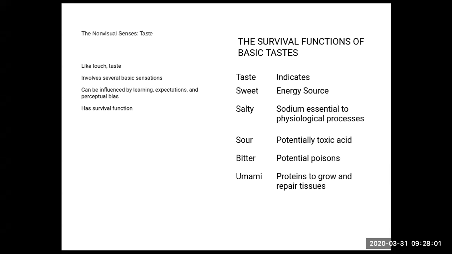And it can be influenced by our learning, our expectations, and our perceptual biases. And yes, taste also has a survival function. As you have seen by now, this is how humans operate. Survival first, and then everything else after. So, how can taste have survival function? Well, this is what our body tells us.